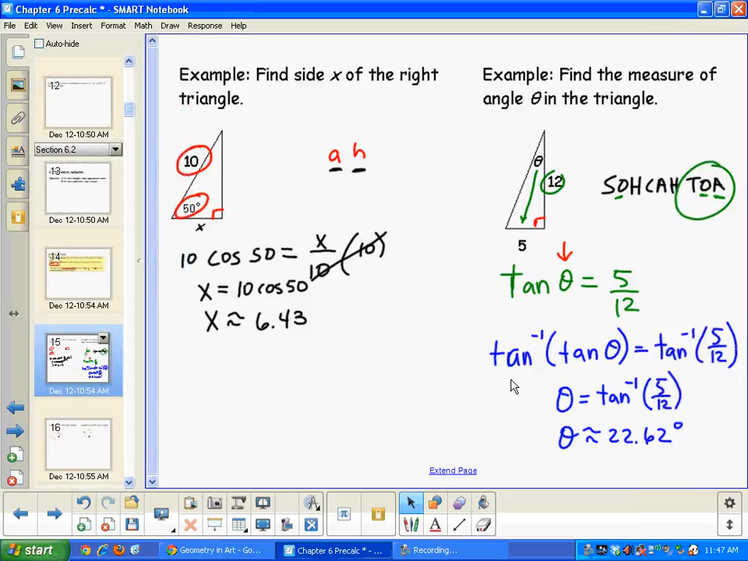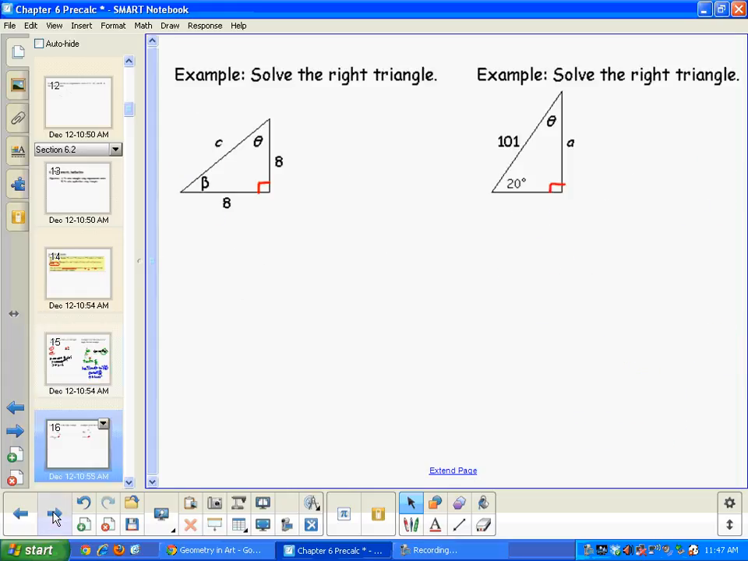All right, now let's look at the next one. On number 3, we're going to find the two missing angle measures here. Okay, so I'm finding the two missing angle measures here, and hopefully you'll notice that these two are the same. So to find the first angle measure, I can say, okay, and that's opposite over adjacent.